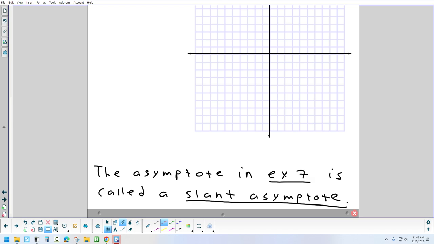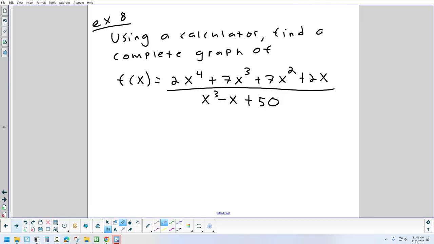Any questions on that? Okay, so the last one we're going to look at, we're not going to sketch by hand, just on the calculator. And I just want to see what that graph looks like.